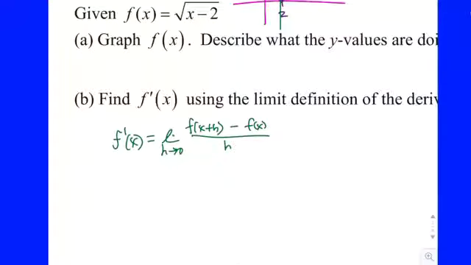Now we'll set it up specifically for our function, working straight down with an equal sign. The function evaluated at x plus h is the square root of x plus h minus 2, minus the function itself. We don't need parentheses because the radical protects it, all over h. All right, there's the setup. I just replaced x with x plus h in the first one, and then the function itself here. Everyone okay with that?